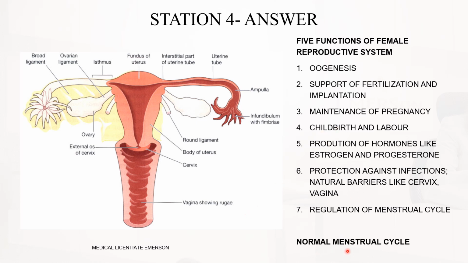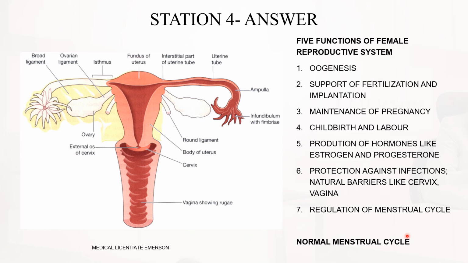Then the other question was describe the normal menstrual cycle. For this one, I'm just going to describe it, so you just have to pay attention. I'm going to start with a definition. The normal menstrual cycle is a cyclical uterine bleeding which occurs in women of reproductive age.